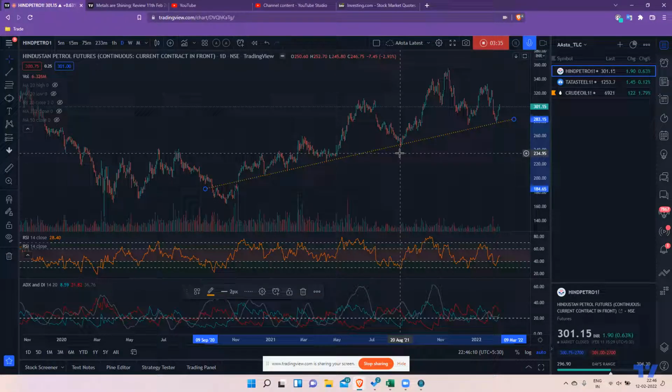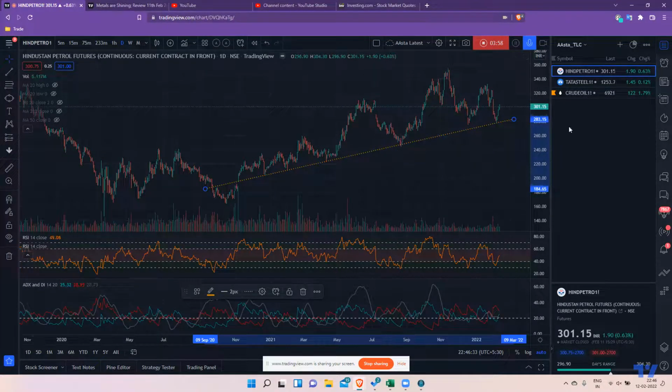It is also considered a good point to go short, just in case there is a breach of a trend line, you could go further short from that point. So that's how it's used. Here's an example of Hindustan Petroleum. You can see in this trend line, the price has come multiple times and taken support on this trend line.